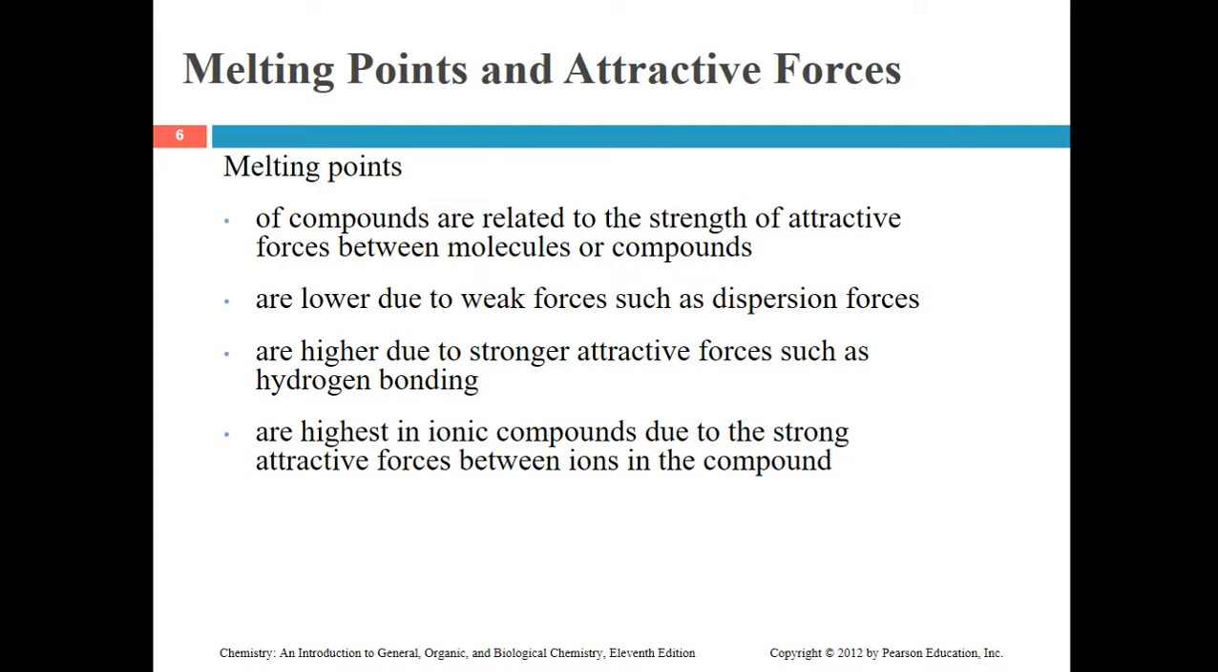Melting points of compounds are related to the strength of attractive forces between molecules or compounds. They are lower due to weak forces such as dispersion forces. They are higher with stronger attractive forces, and even higher with hydrogen bonding because it has such strong attractive forces. They are usually liquids at room temperature, with exceptions. But the highest of all are ionic compounds, due to the very strong attractive forces between ions in the compound.